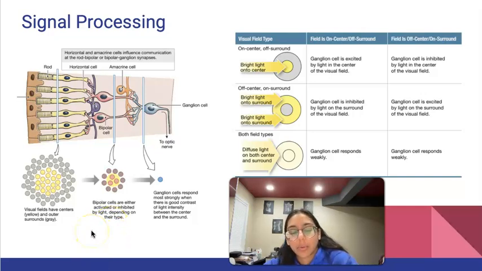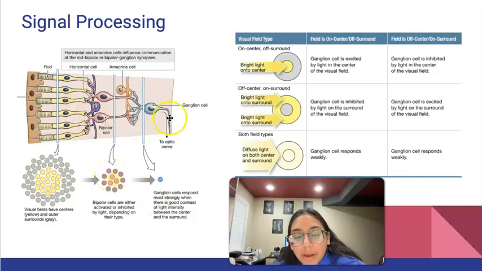So in on-bipolar cells, when they are exposed to light, the cell is excited, and when they are in the dark, the cell is inhibited. And the opposite is true for off-bipolar cells. So in the light, the bipolar cell is inhibited, but in the dark, the bipolar cell is excited.